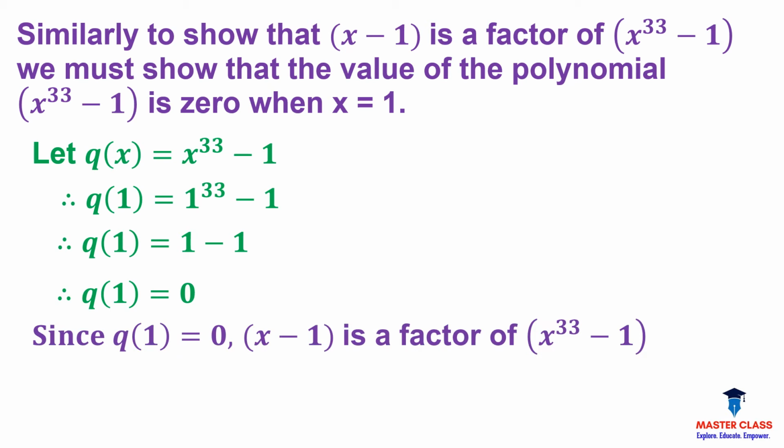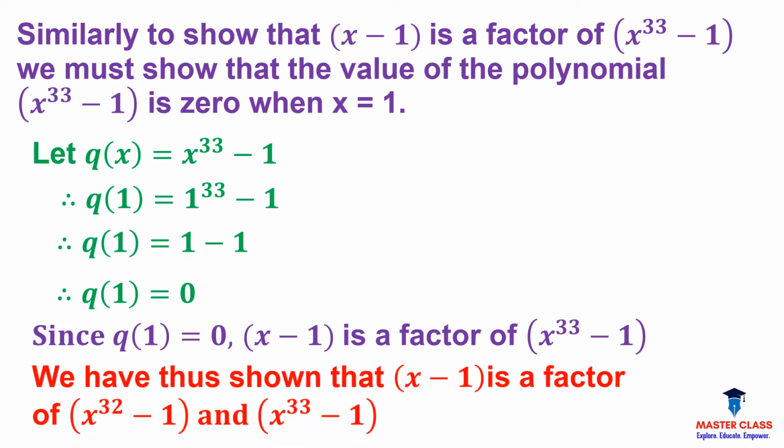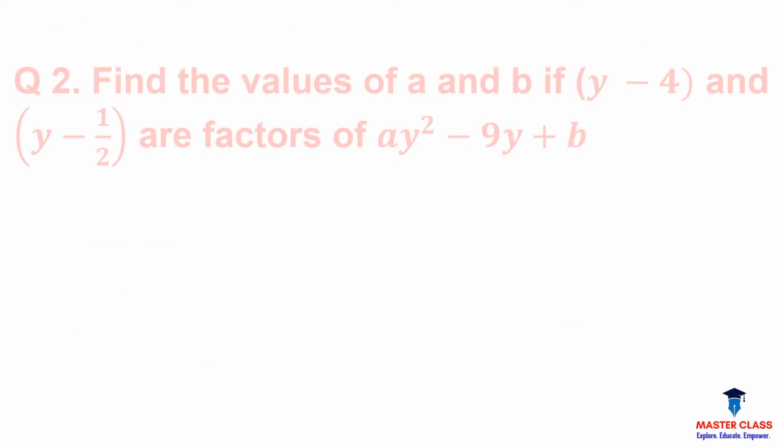Since q of 1 is also equal to 0, x minus 1 is a factor of x raised to 33 minus 1. Thus we have shown that x minus 1 is a factor of both x to the power of 32 minus 1 and x to the power of 33 minus 1.